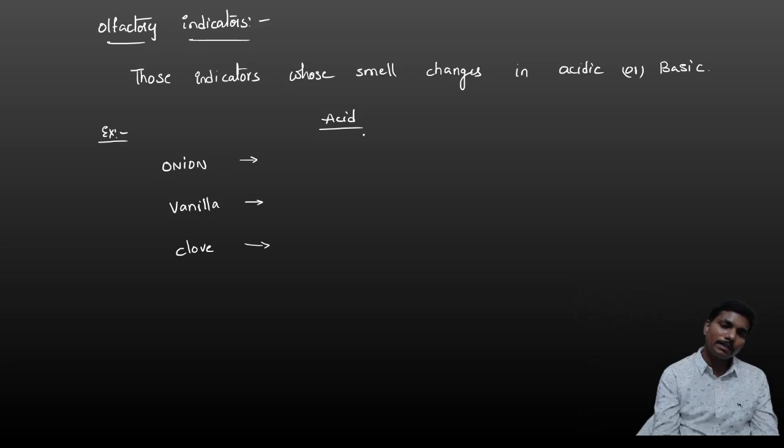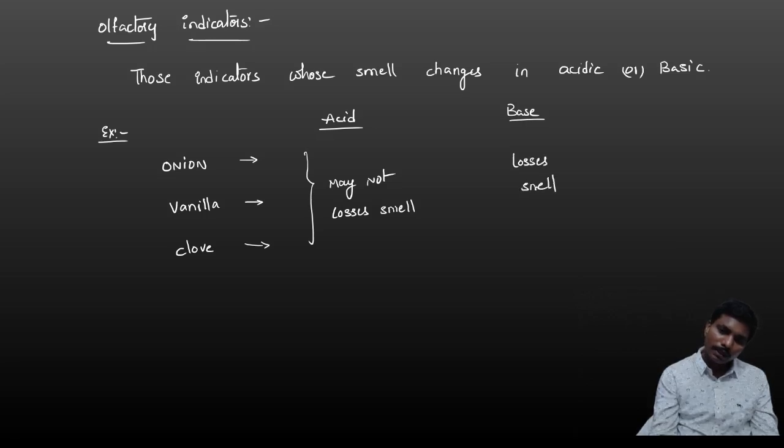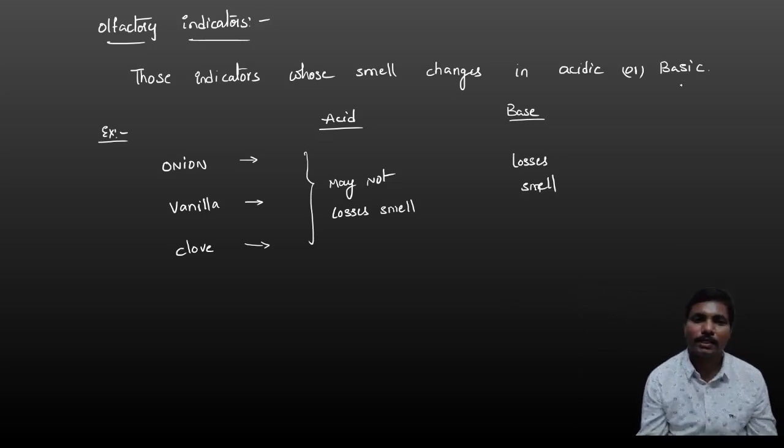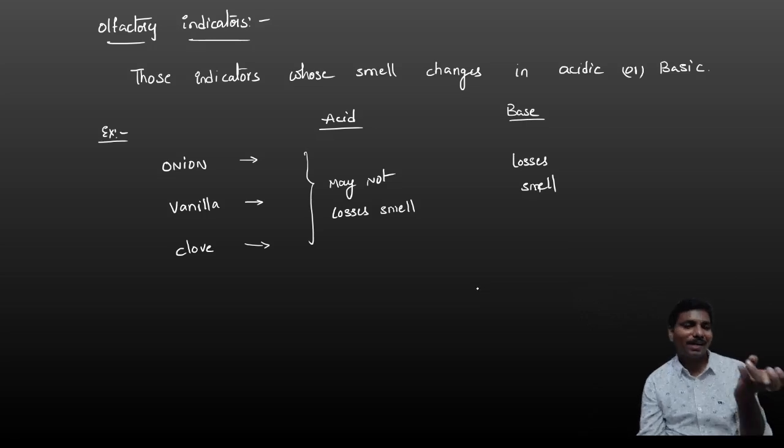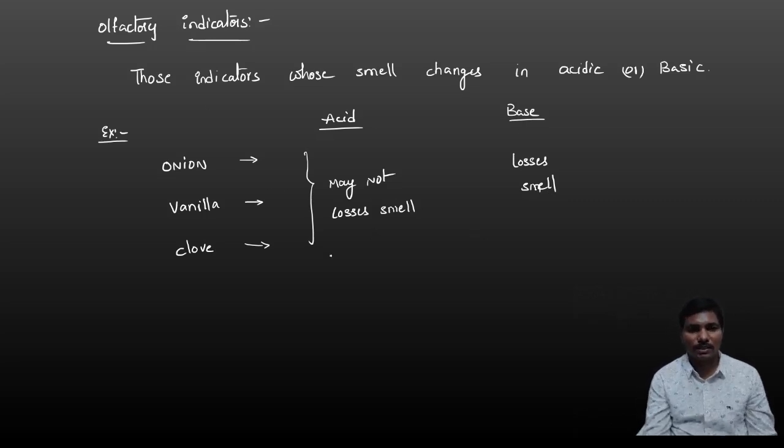In case of acid, it may not lose the smell. But in case of base, it will lose the smell. So based upon that, we can get the idea whether the solution is acidic or basic. But we may not get the exact pH value or exactly whether it is strong or weak. If it loses the smell, we can say that is the base. If it does not lose it, we can say that is the acidic.